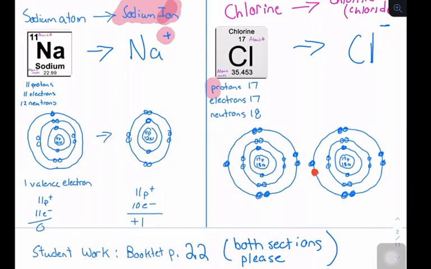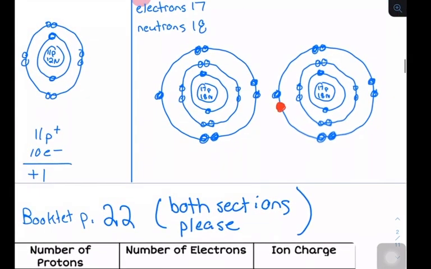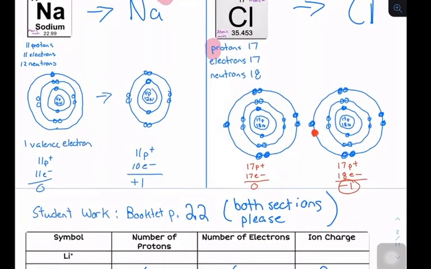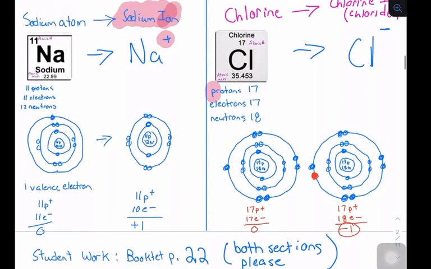And when it does that, it's now changed the charge balance. So I'll do a charge balance for both. The atom has 17 protons, positive, 17 electrons, negative, for an overall charge of 0. When I gain an electron, I'm gaining a negative particle, so my protons stay the same. My electrons I've increased to 18. That makes my overall charge minus 1. So now I have an electrically charged negative particle, a chlorine ion.